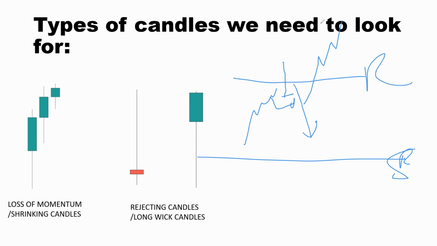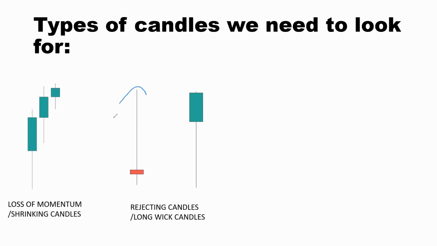Now, what are the rejecting candles telling us? Just look at this here. So this is the tail. It's telling you that buyers, when the price opened from here, tried to go up and created a high price that it reached in the time frame of this candle.